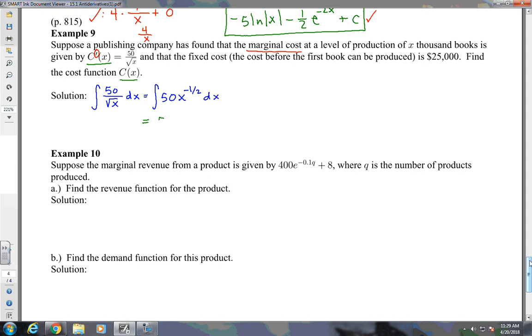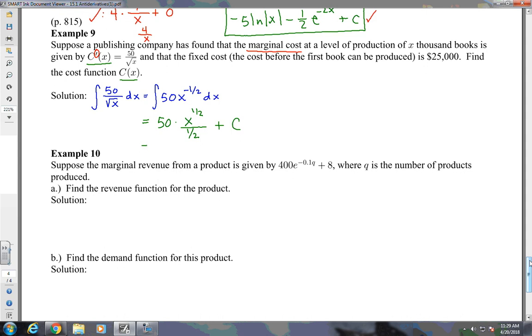When we integrate, we transfer the constant to the antiderivative. Then we're going to add 1 to the exponent. Negative 1/2 plus 2 over 2 gives me 1/2. And we divide by that same number. But don't forget, in an indefinite integral, you have a plus c.